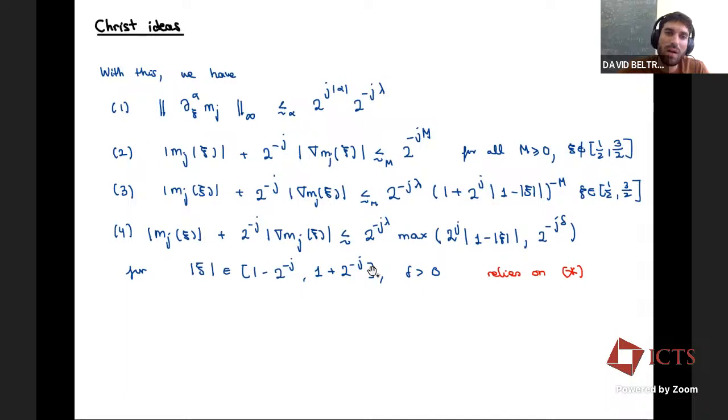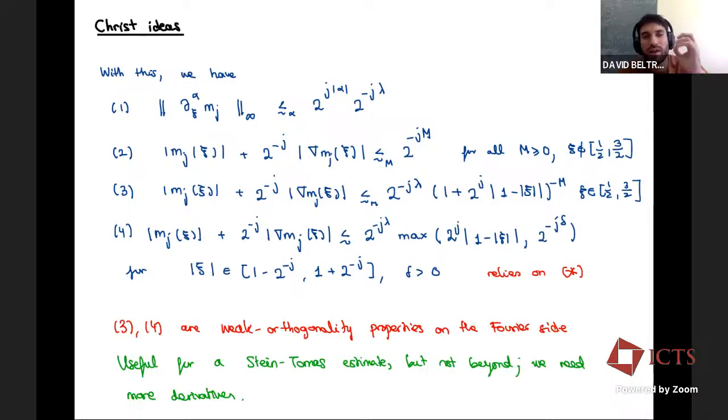But how can we get something extra? So he used that vanishing moment condition to get an improvement here, so that they don't overlap fully. Both M and the derivative have an extra gain when we are on the sphere. So if we were at modulus of psi equal to 1, then this would give you a little gain. So this gives a weak orthogonality property, and was useful for Stein-Tomas, but not beyond. Beyond, we would need more derivatives, not only the first two.